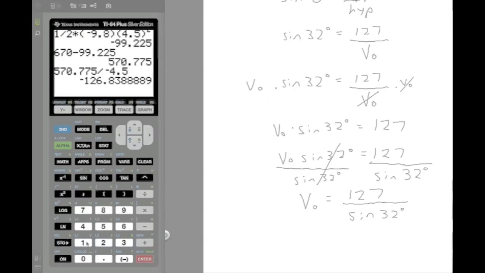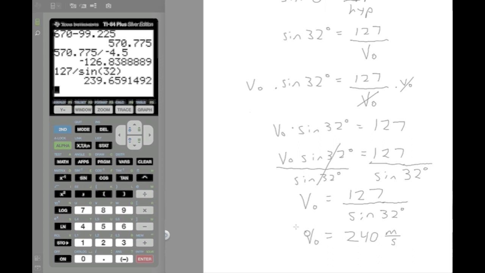Now we'll use our calculator. Because this digit is a 6, I'm going to round this up to 240. This is a final number, so let's write units on it. 240 meters per second. Those are the SI units for velocity.